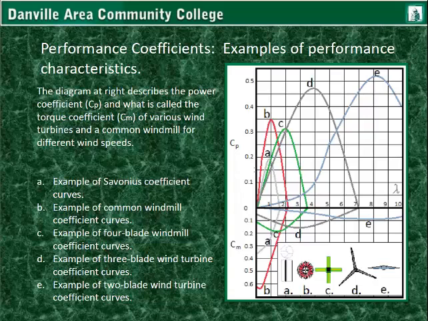1 meter per second. A common windmill is B. It's a little bit better at around 1 meter per second. A four-blade windmill is C. You can see it doesn't have, and we're assuming that it's a very similar rotor diameter. You can see that C doesn't really have as much maximum power, and it's achieved at around 2 meters per second, so at a relatively low wind speed.